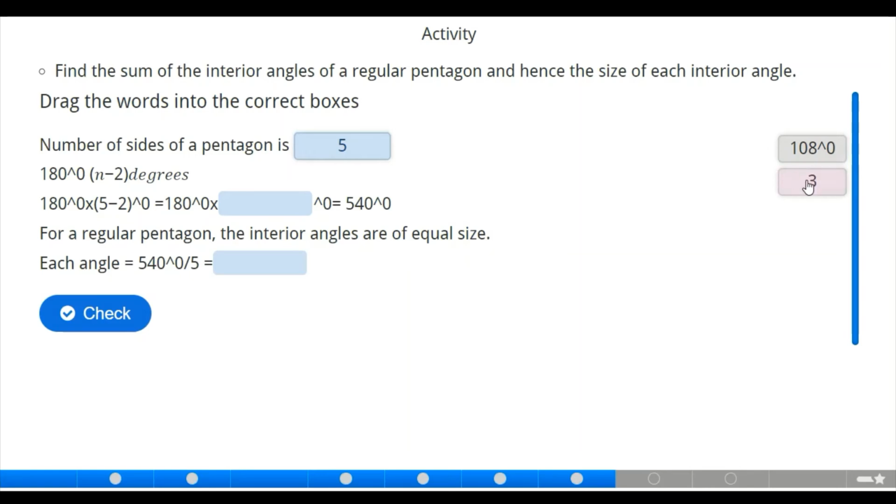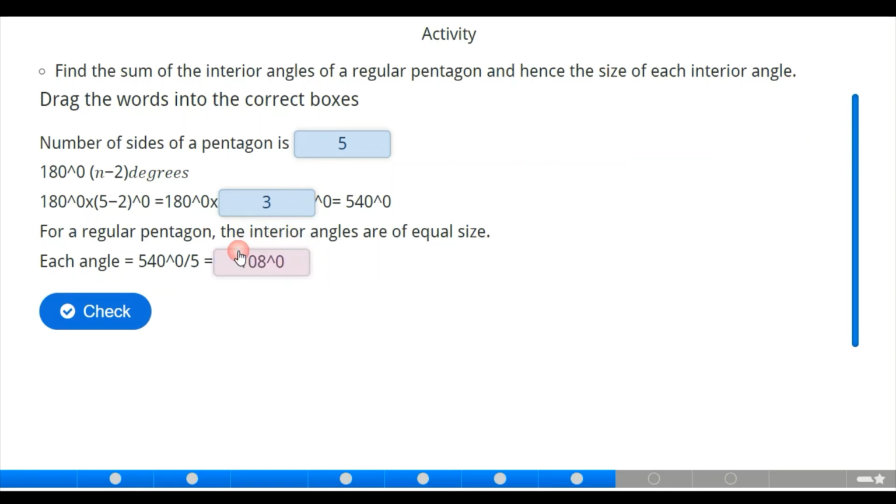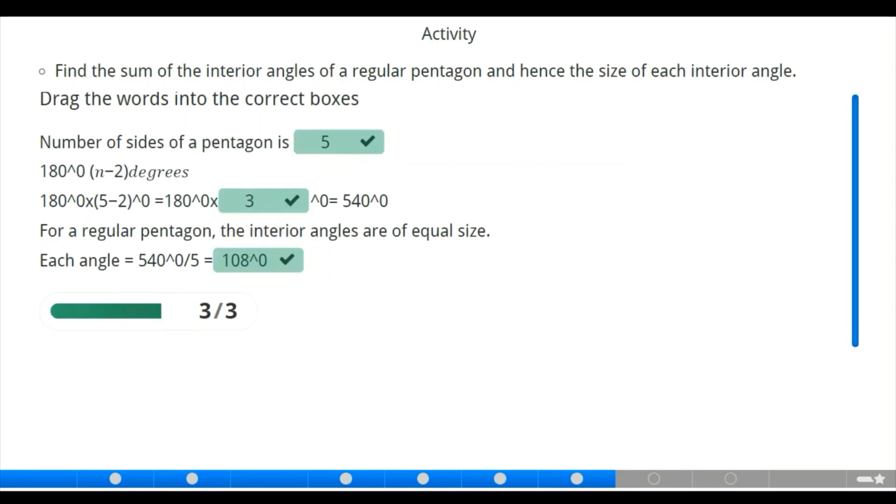5 minus 2 will give us 3. 3 times 180 will give 540. To get each angle of that polygon, we need to divide 540 by 5, which gives us 108. Okay, so let's check. Okay, we are good.